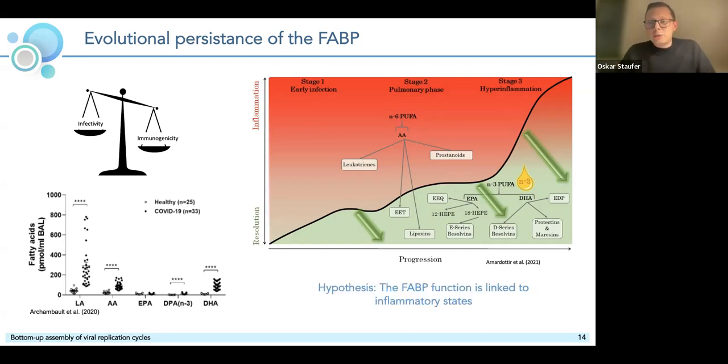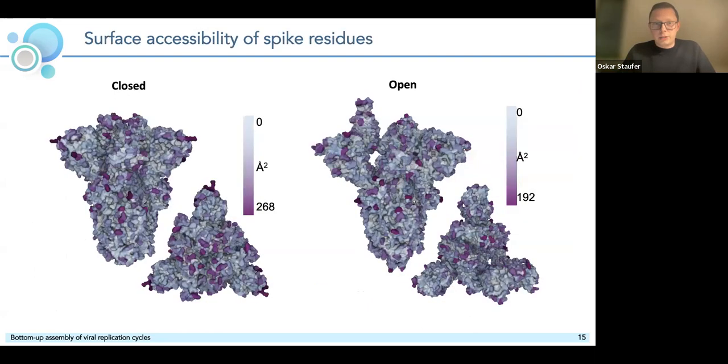So this led us to the hypothesis that the function of the fatty acid binding pocket could actually be linked to inflammatory stages. And it could be a means of the virus particle to sense the local inflammatory state in the lungs of infected patients. So how to dig into this and how to use our minimal SARS-CoV-2 viruses to understand if this is actually a plausible hypothesis.